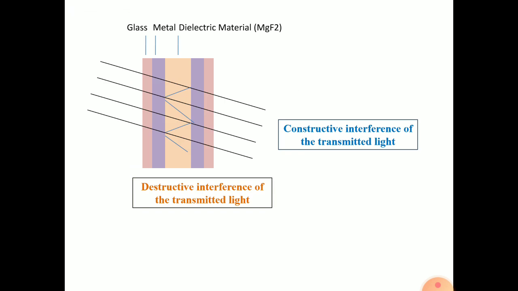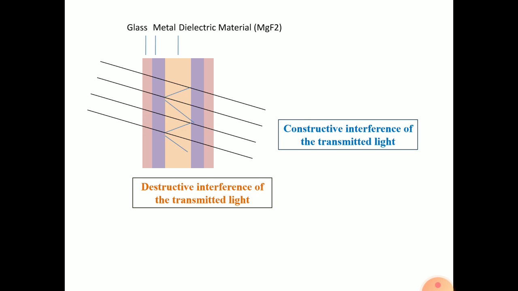So this is the working, construction and working principle of interferometric filters. In these interferometric filters, first one glass plate will be there, a light red colored glass. On that glass we are coating a transparent metal. Above the transparent metal we are coating a dielectric material like magnesium fluoride.